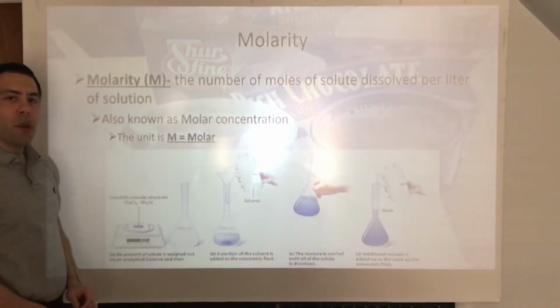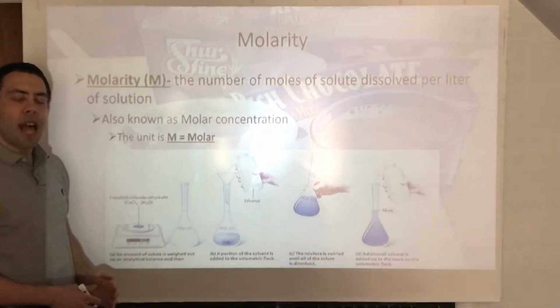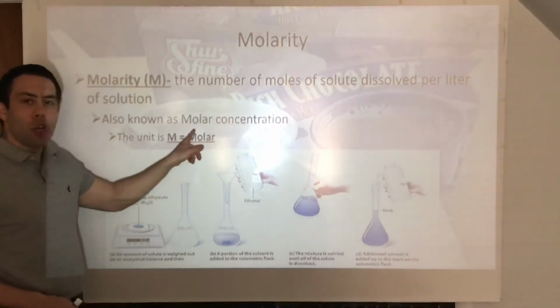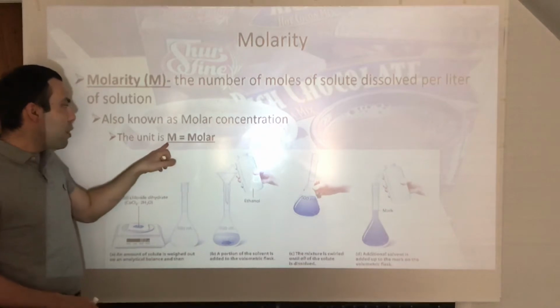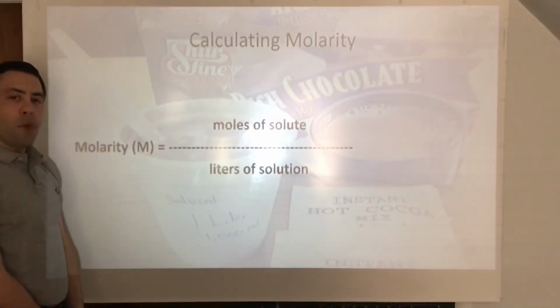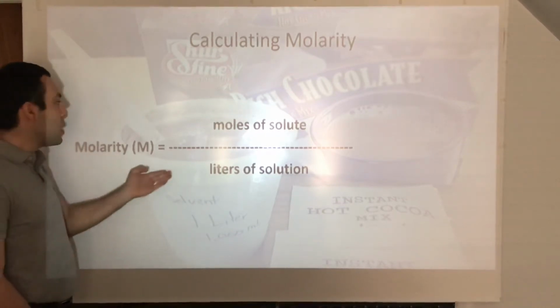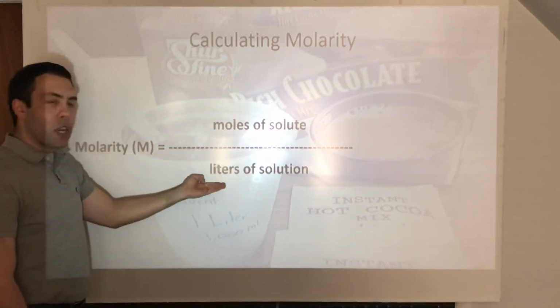Today we're going to learn to calculate molarity. Molarity is the number of moles of solute dissolved per liter of solution. It is also known as molar concentration. And the unit for molarity is capital M for molar. The formula for calculating molarity is molarity, capital M, equals moles of solute over liters of solution.